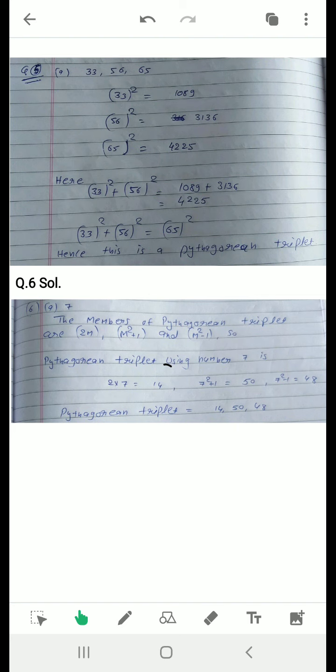If in case you find that these are not equal, you add the squares of the two smaller numbers, and you get that it is not equal to the square of the third number, then this will not be a Pythagorean triplet. But in this case where I solved the question, I got that the square of the first number plus the square of the second number is equal to the square of the third number. A square plus b square is equal to c square, I got there. So this is a Pythagorean triplet.